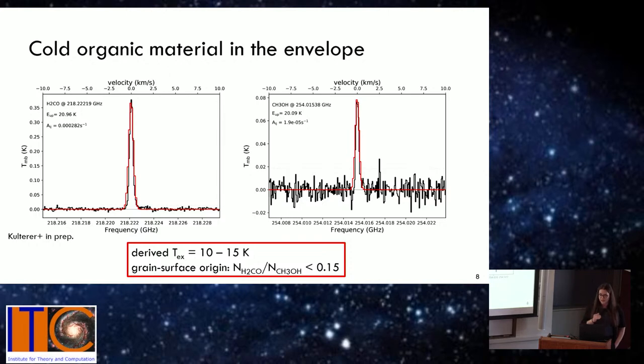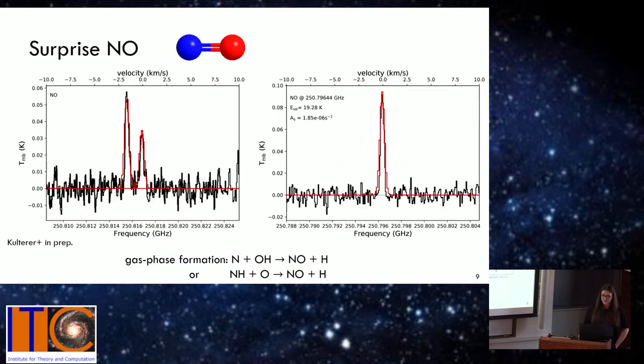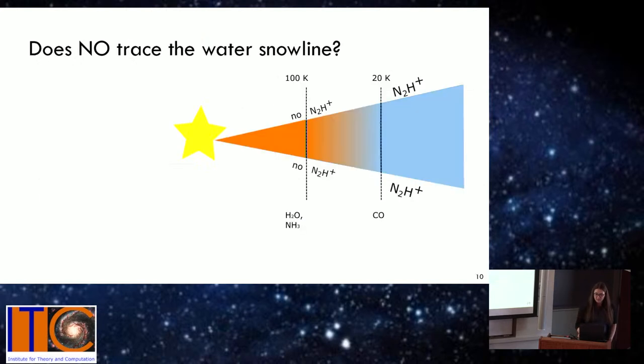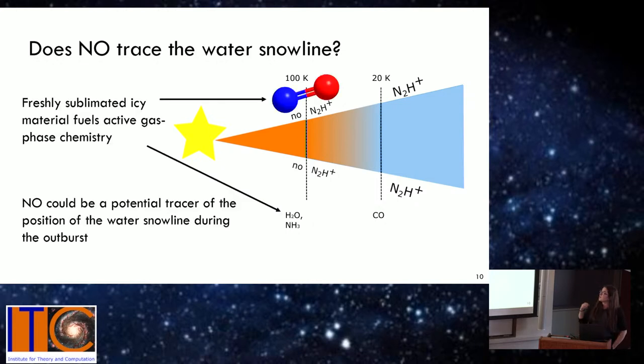But the largest surprise was the detection of NO, because NO is a species that has been detected in only a handful of sources so far, and we weren't even initially targeting it because, as I said, it is extremely rare, and it is also extremely volatile. It forms in the gas phase from sublimation products of ammonia and water. And we think that NO traces the shifted water snow line from the outburst, because what happened here is that the material got heated far enough that species such as ammonia and water came off the grains.